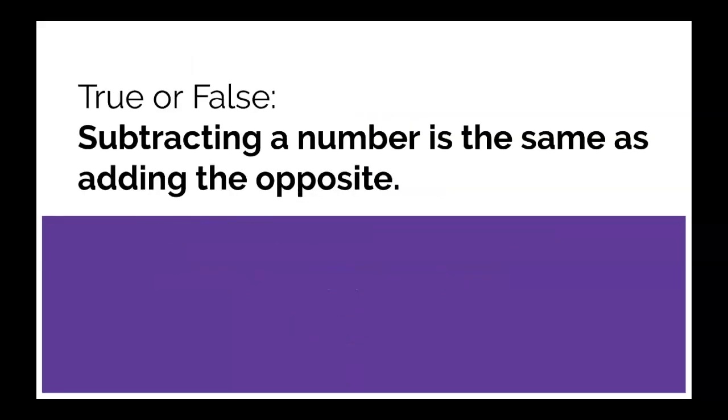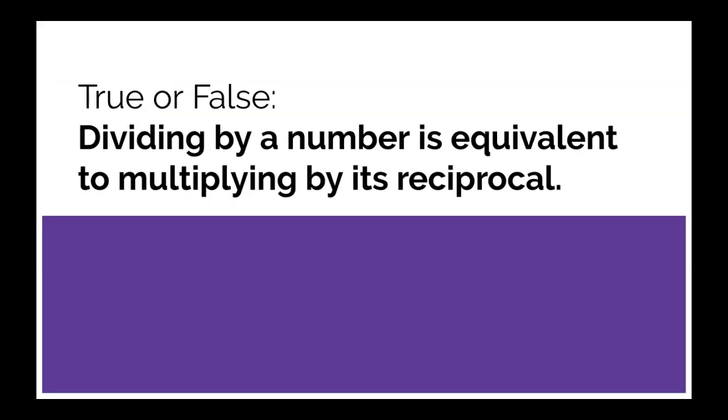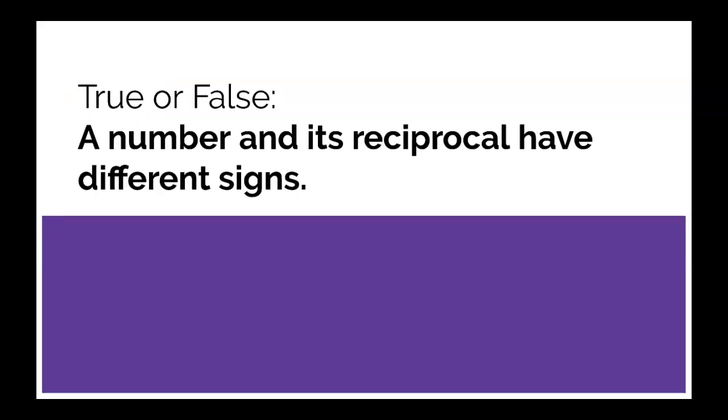Right, answer this: true or false? Subtracting a number is the same as adding the opposite. That's a true statement. How about this one? Dividing by a number is equivalent to multiplying by its reciprocal. That, again, is a true statement. What is the last one? A number and its reciprocal have different signs. That's false. Reciprocals always have the same signs, like the reciprocal of -2 is -1/2.